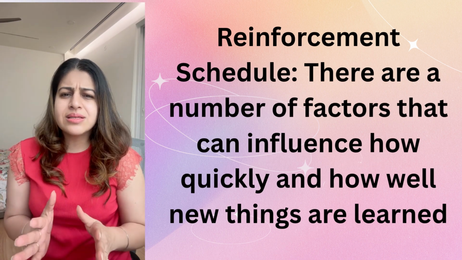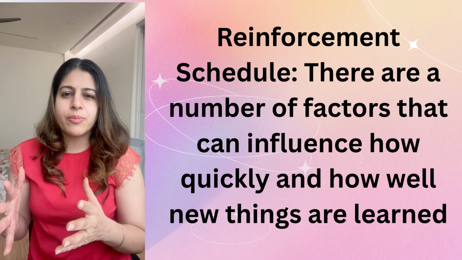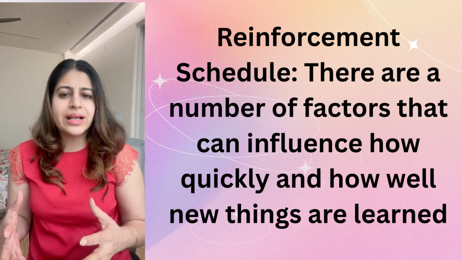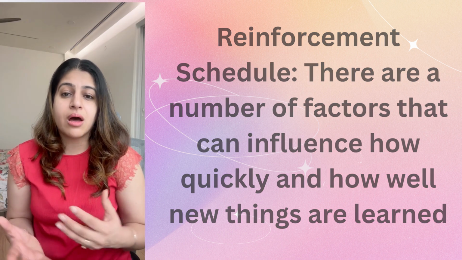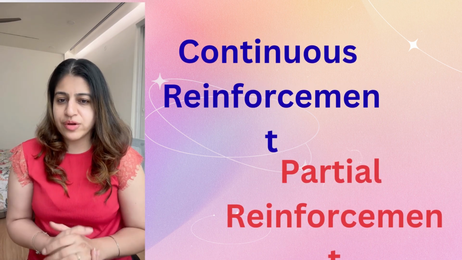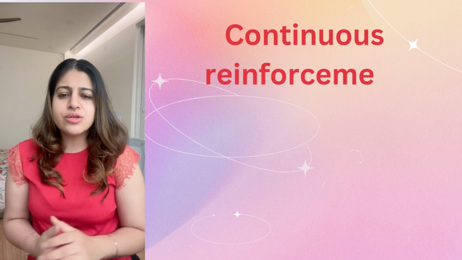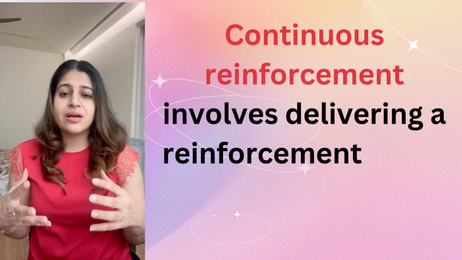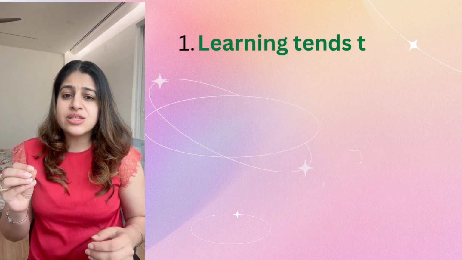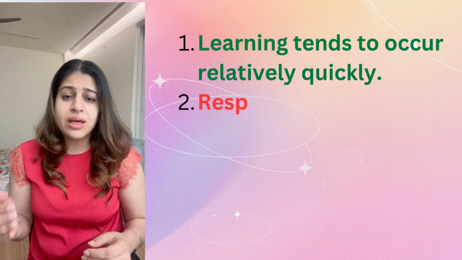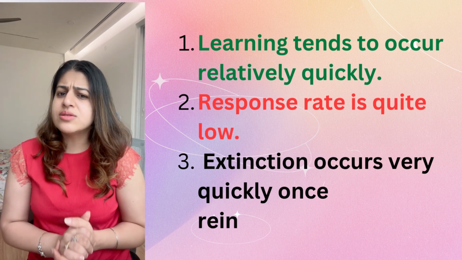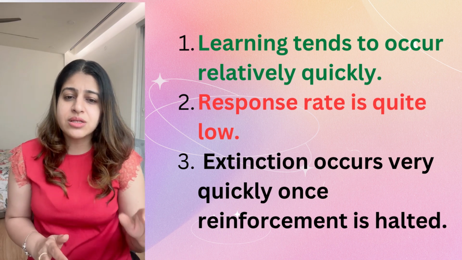Reinforcement is not necessarily a straightforward process, and there are a number of factors that can influence how quickly and how well new things are learned. First is continuous reinforcement and second is partial reinforcement. Now, continuous reinforcement involves delivering a reinforcement every time a response occurs. Learning tends to occur relatively quickly, yet the response rate is quite low. Extinction also occurs very quickly once reinforcement is halted.